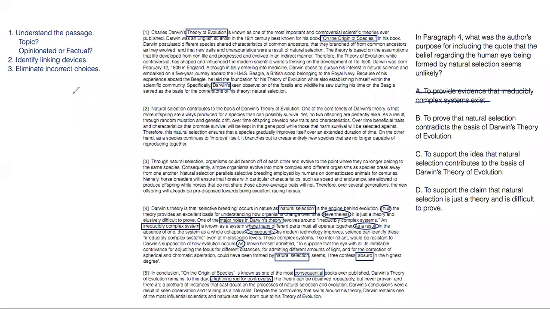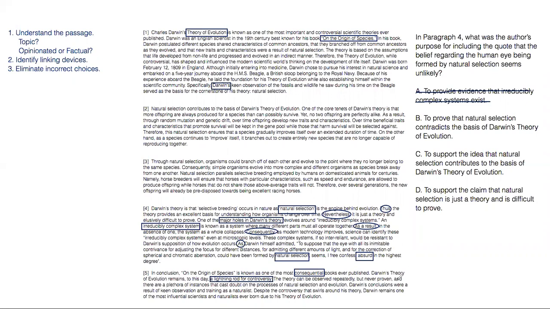Now let's reread the quote here and see if we can zero in on something to allow us to eliminate another answer choice. To suppose that the eye, with all its inimitable contrivance for adjusting the focus for different distances, for admitting different amounts of light, and for the correction of spherical and chromatic aberration, could have been formed by natural selection, seems, I free confess, absurd in the highest degree.